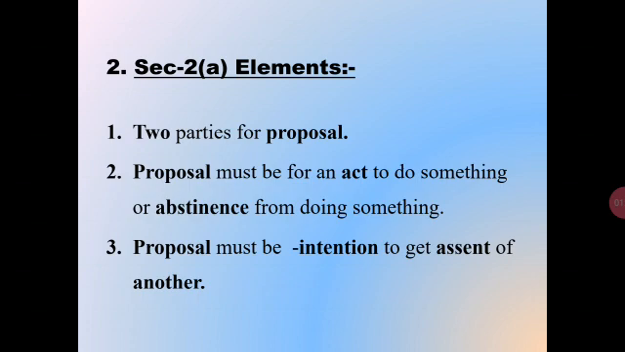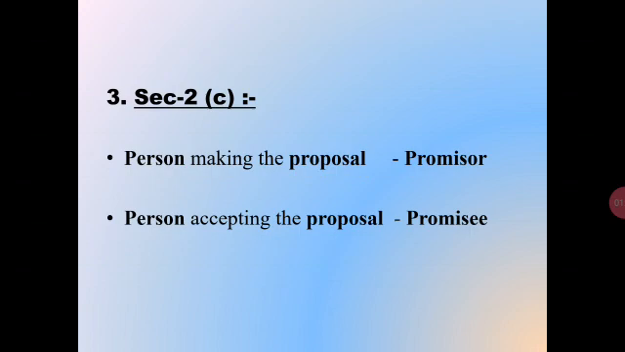Now, what are the elements of proposal? For a proposal, there must be two parties. Proposal must be for an act to do something or abstinence from doing something. And proposal must be intention to get assent of another. Now section 2C, person making the proposal is known as promisor and person accepting the proposal is known as promisee.